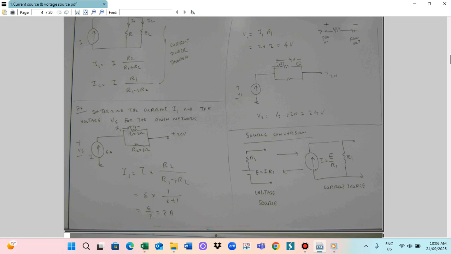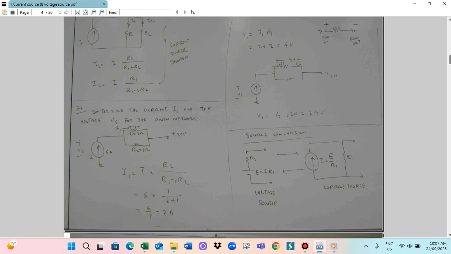So to find the current I1, you take the current 6 ampere, multiply by R2, divided by R1 plus R2. The formula is I multiplied by R2 over R1 plus R2. I is the given current, 6 ampere. R2 is 1 ohm. R1 plus R2 is 2 plus 1. So that will be 6 divided by 3, so you get 2 ampere. I1 is equal to 2 ampere.